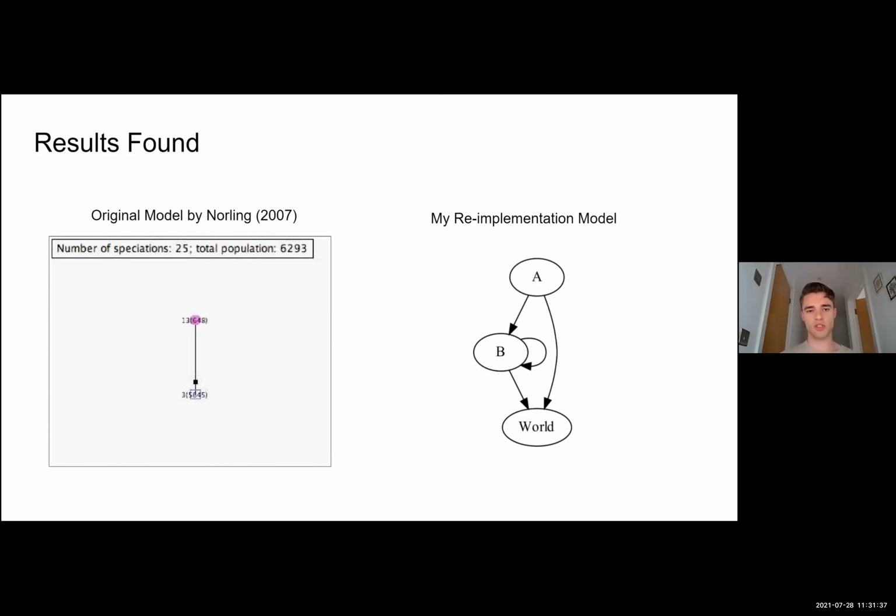So just to touch on some results found. On the left is a little bit hard to see, but this would represent one kind of prey species, and this represents one predator species. So these are the results from the original model by Emma Norling, and on the right is the food web produced by my re-implementation model. So you can see it's quite similar with two different species occurring.